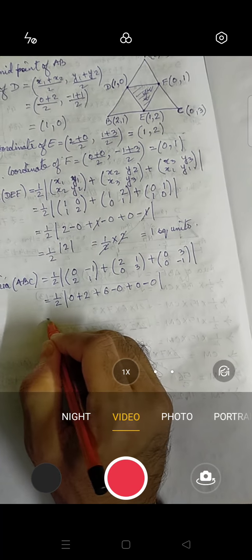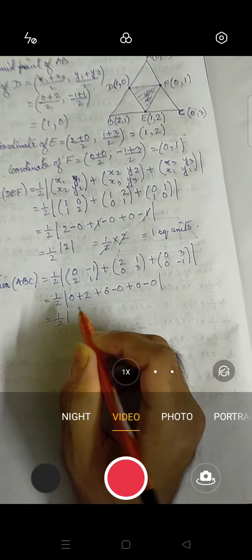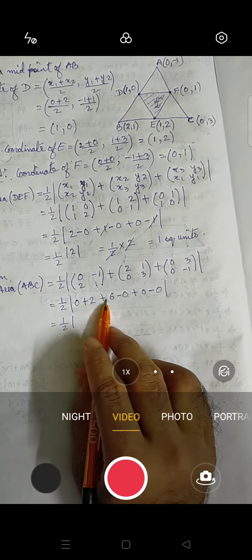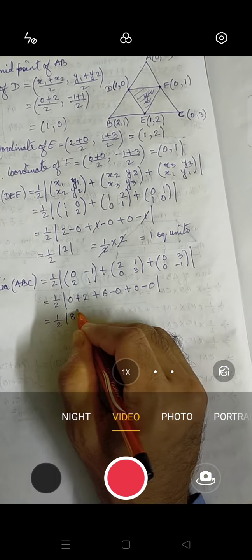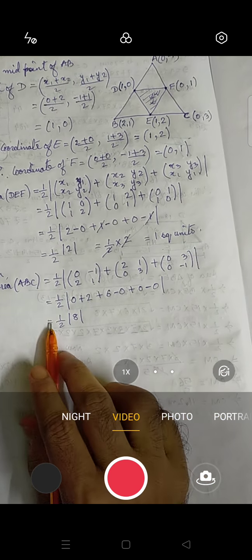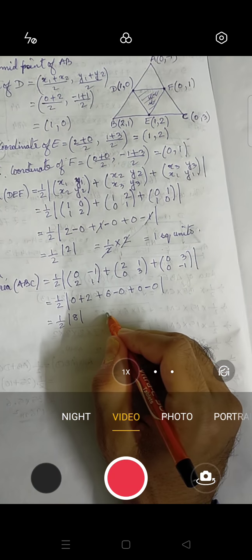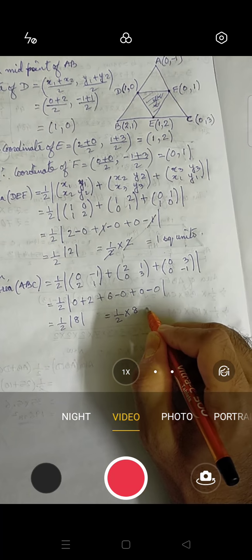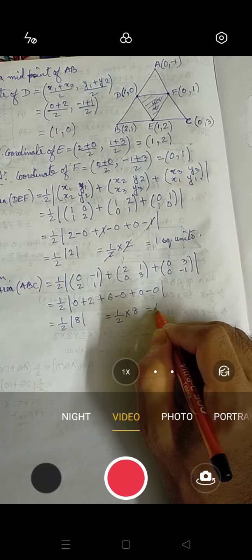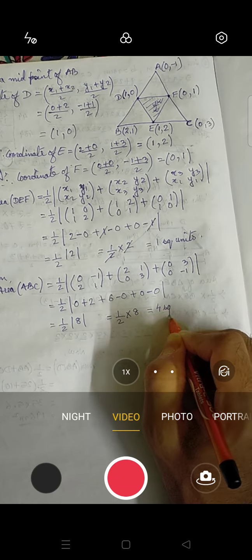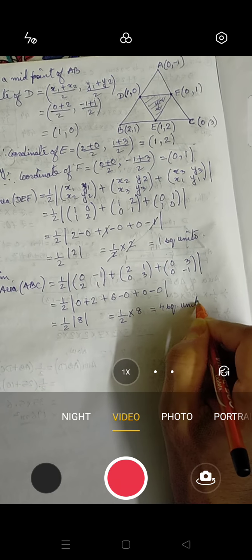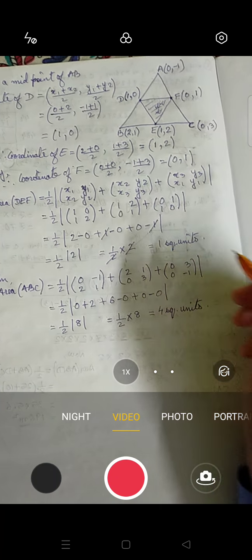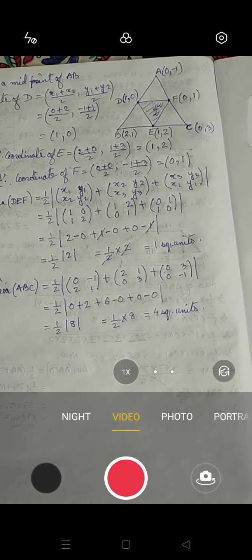So I'll write it as 1 modulus. These two numbers are positive, so they can be added. We will be getting 8. Now you can write the next line here. I am writing it over here. So this can be written as half into 8. Now this can be cancelled and we will have 4 square units. Okay. Now we got this one.